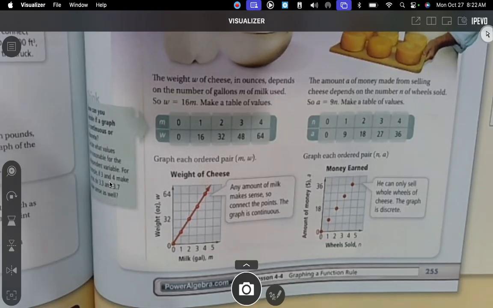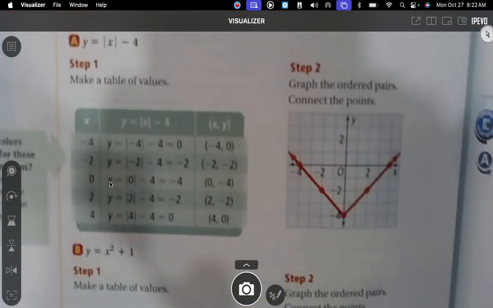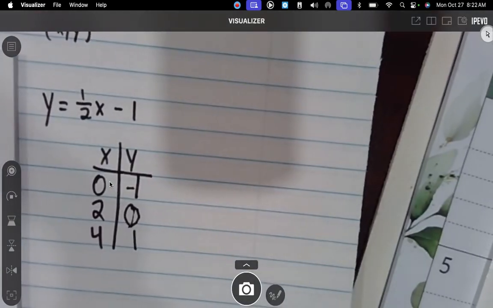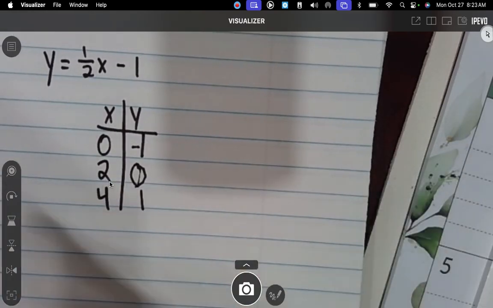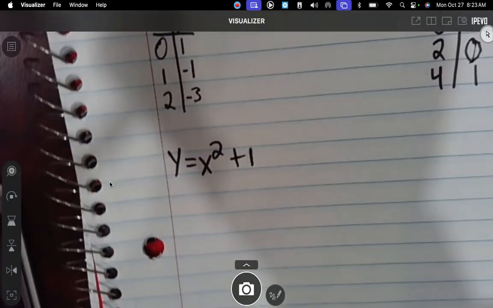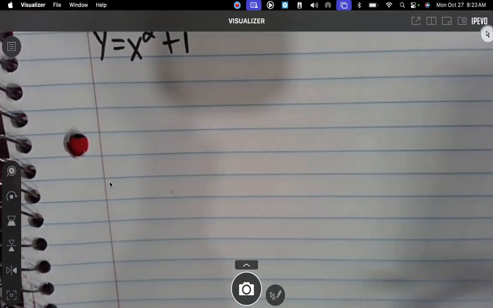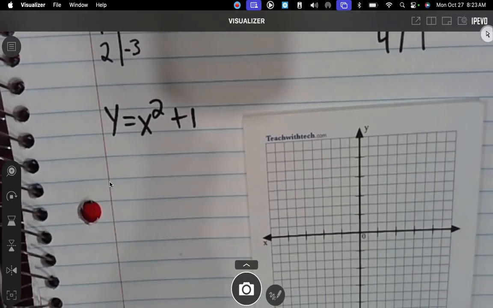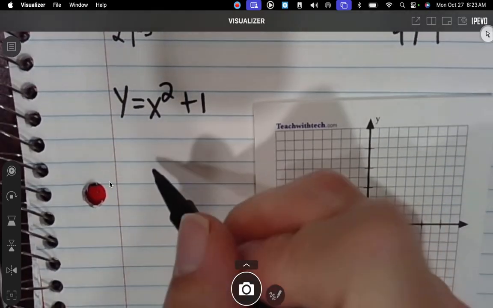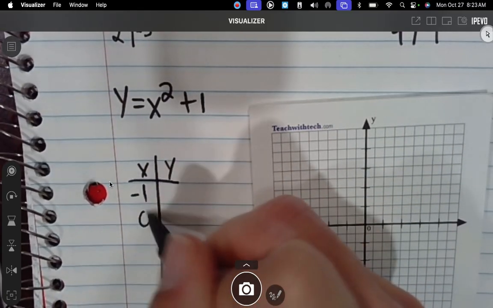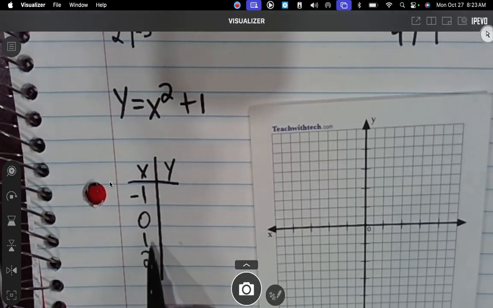All right. So this one, what you're going to do is plug in values. Let me just do part B without showing you this. This one says y equals, I'm going to move this in just a second, x squared plus 1. All right. This one, whenever they're not just an x, you kind of need to pick some negative numbers. Okay. I'm going to, for now, I'll pretend like I didn't pick -1, and we'll pick 0, 1, and 2.